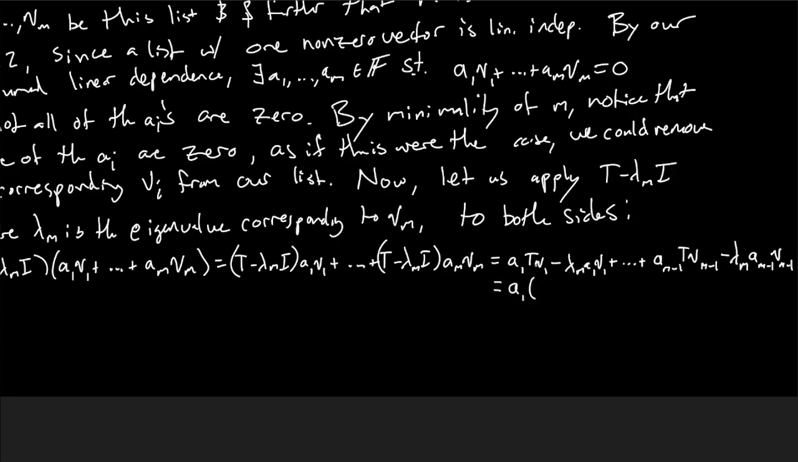Now, what happens to T of v1? Well, it turns into lambda 1 v1, since v1 is an eigenvector corresponding to lambda 1. Okay, so I get lambda 1 v1 minus lambda m v1. Or, if you prefer, let's write this slightly more compactly as (lambda 1 minus lambda m) v1. And so on, all the way down to a(m-1) (lambda(m-1) minus lambda m) v(m-1). But wait.